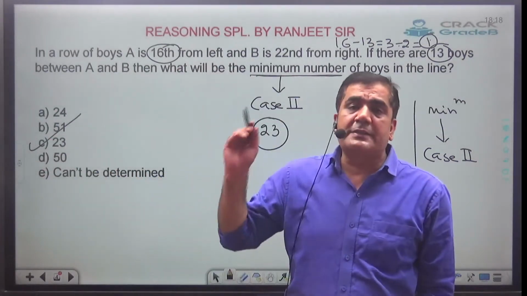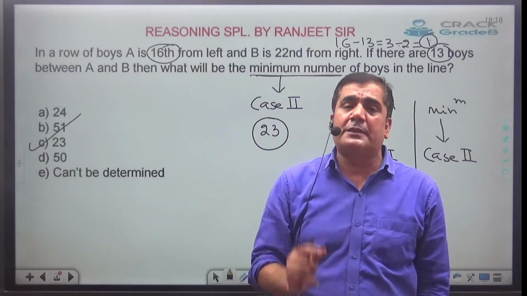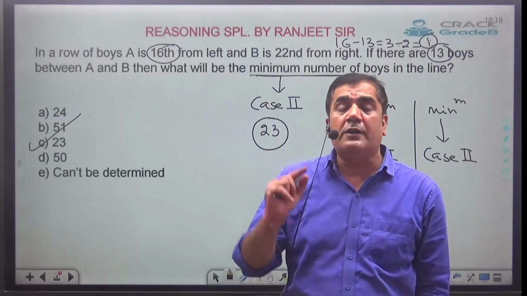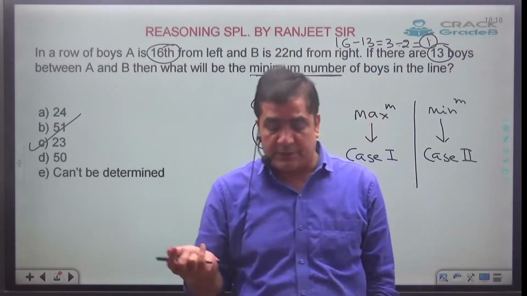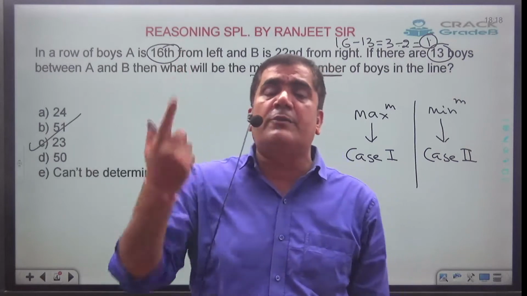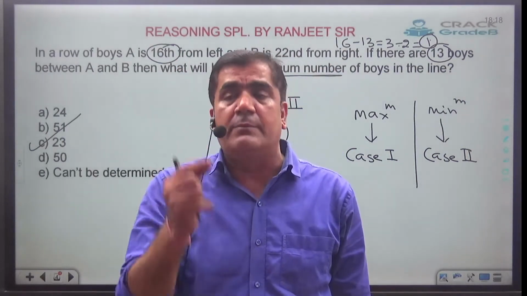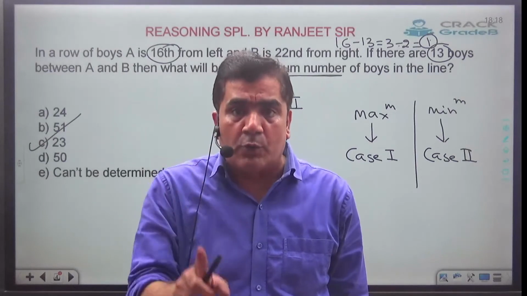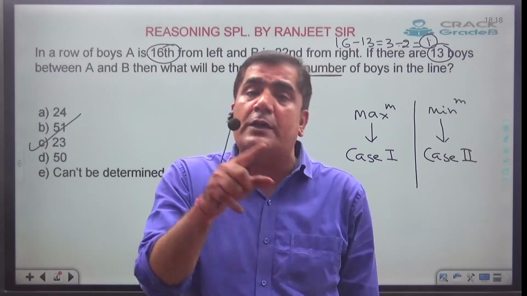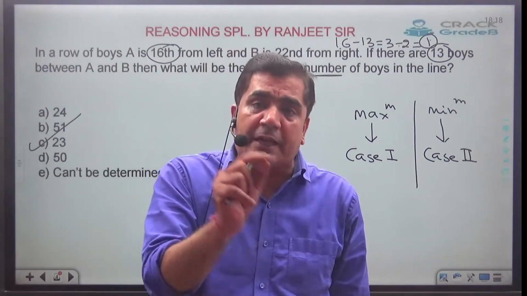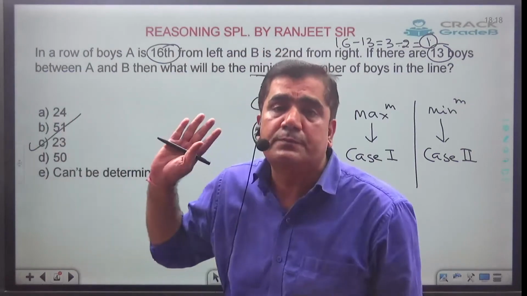If case 1 is given in the option, that cannot be answered because case 1 always signifies the maximum number of students. If they ask for the maximum number of students, then my answer will be case 1. But if they are asking for minimum, then that will be case number 2. Total means maximum as well as minimum. So the answer will be case 1 or case 2.